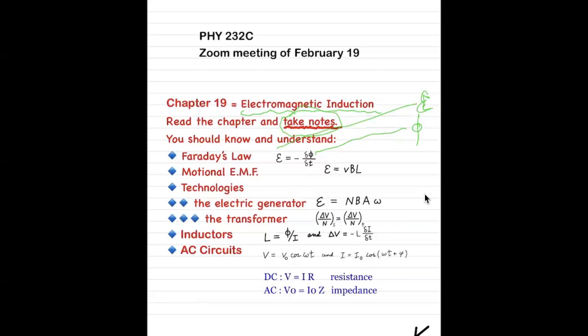There's at least one, I guess there's one section on important technologies. For example, the electric generator is a coil of wire rotating in a magnetic field. That means the flux of the magnetic field through the coil is changing in time. And so there'll be an alternating electromotive force around the coil. That's how we make alternating currents. So that's the electric generator. We'll see an example of that in a few minutes.